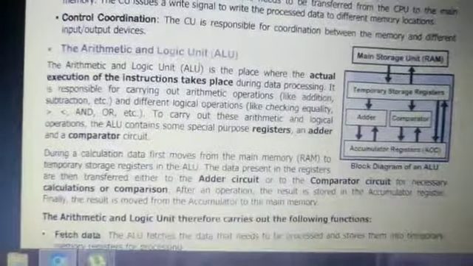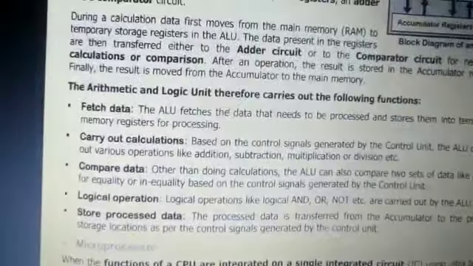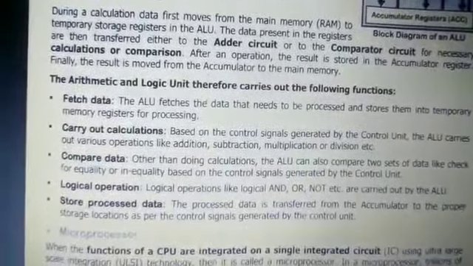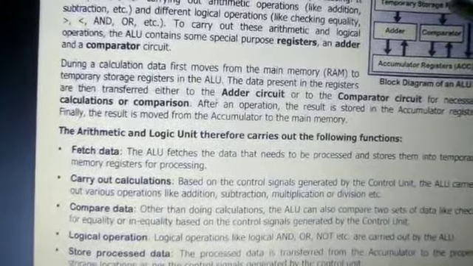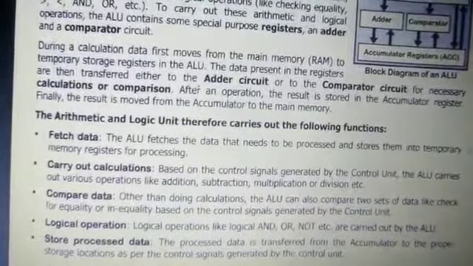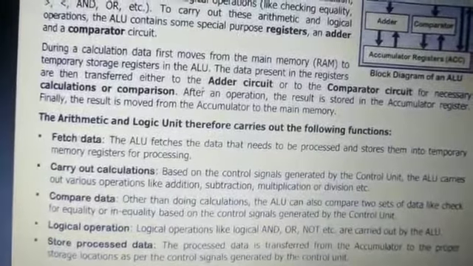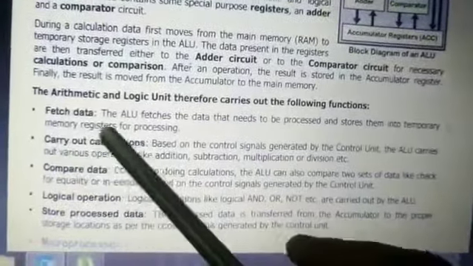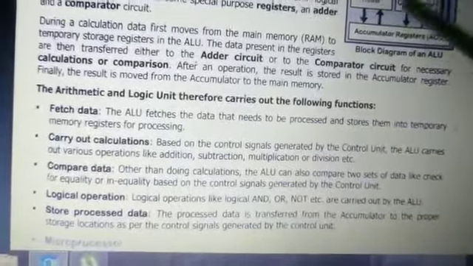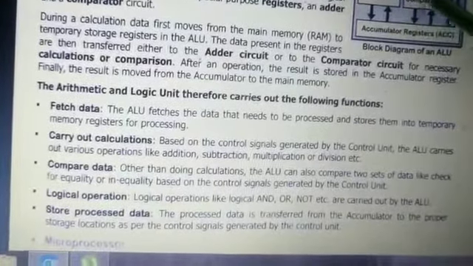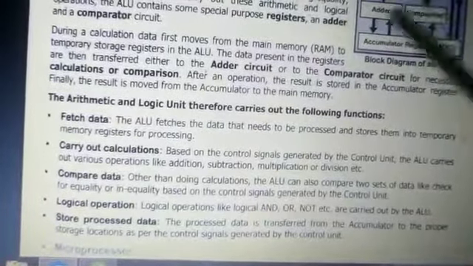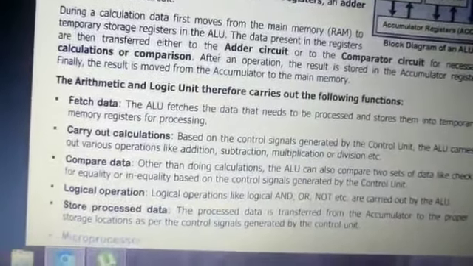So what functionalities are performed by the arithmetic logic unit? First, fetch data. In the block diagram itself it is written, main memory to temporary storage. So the ALU fetches whatever information is needed for processing from the main memory. Then it carries out the calculation. Here I am saying either addition or subtraction, or they will do a comparison, greater than, less than or equal, or AND, OR, all the logical operations, either adder or comparator. Any one operation they will choose and perform that particular operation.